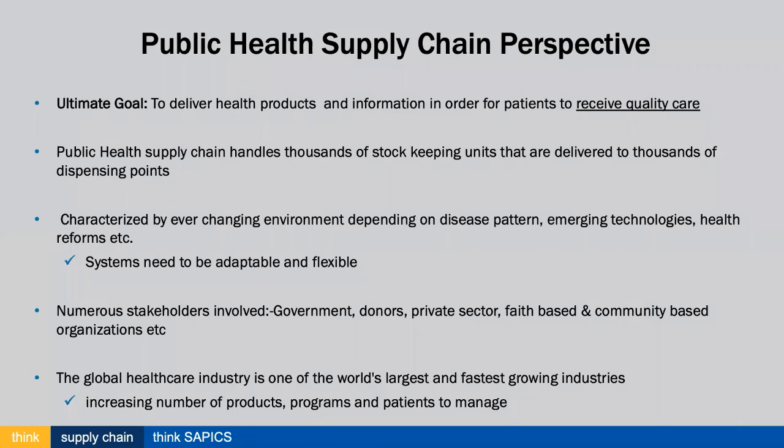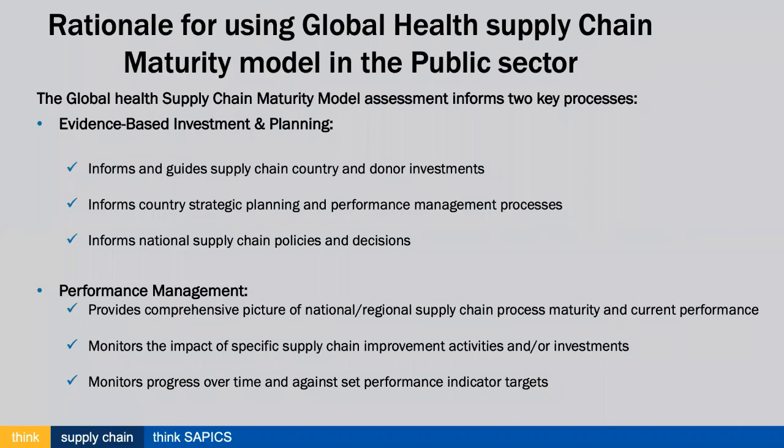Because the public health supply chain sector is not just a single stakeholder, but numerous stakeholders such as government, donors, private sector, faith-based and community-based organizations. It is also the world's largest and fastest growing industry, with an increasing number of products, programs, and patients to manage. Why do we use the Global Health Supply Chain Maturity Model in the public sector?